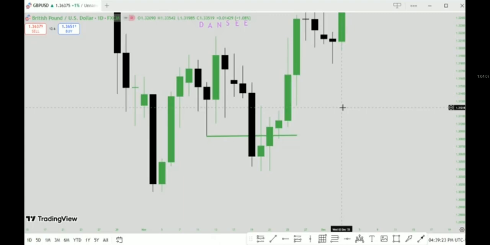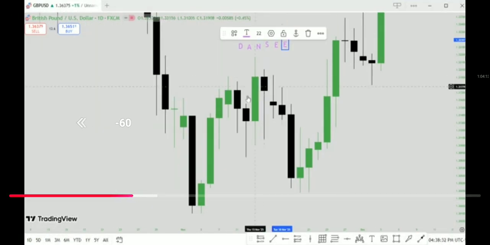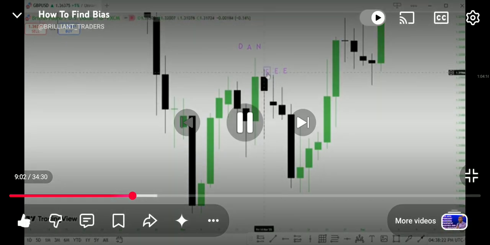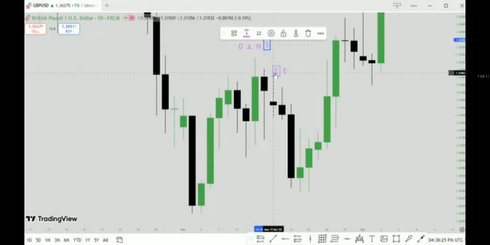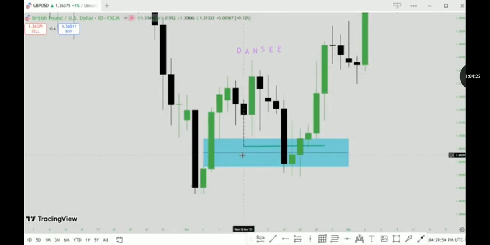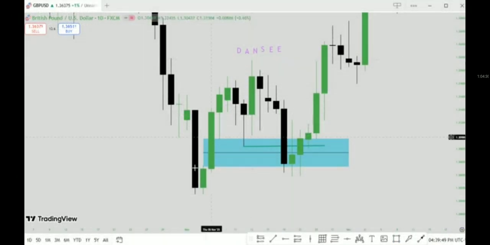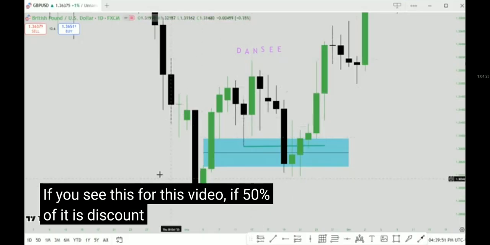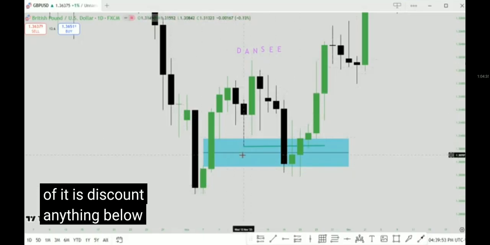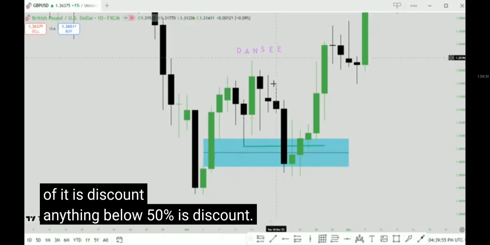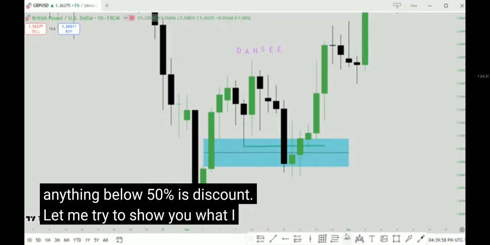You can see the 50% of it. For the thing to be easy for them, again, 50% is discount. Let me try to show you this window. The 50% of it is discount. Anything below 50% is discount. Let me try to show you what I mean.